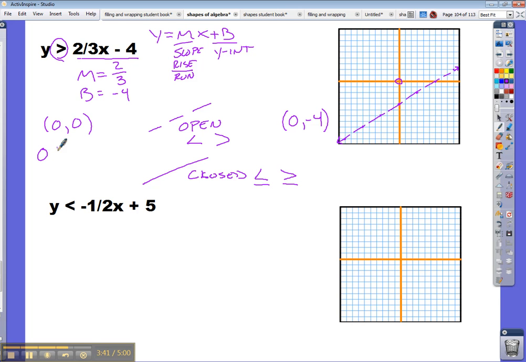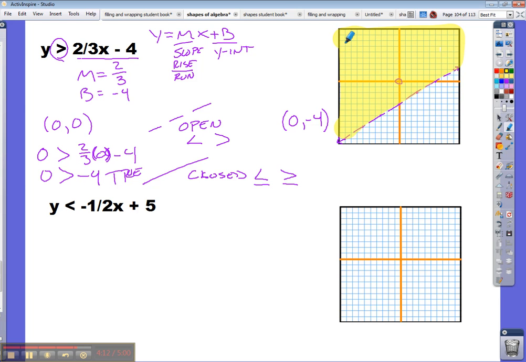So I'm going to say 0 is greater than 2/3 times 0, which is just 0, obviously, minus 4. So 0 is greater than -4. That is a true statement. Therefore, 0, 0 is in the solution set. So the region with 0, 0 needs to be shaded. And so I will shade this whole region. And I'm done graphing this inequality.